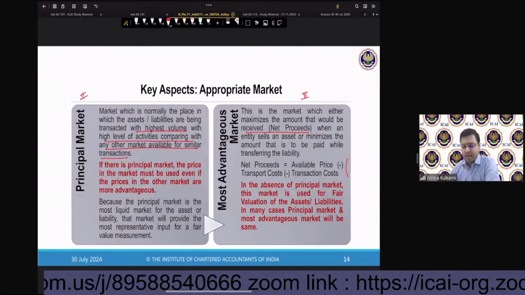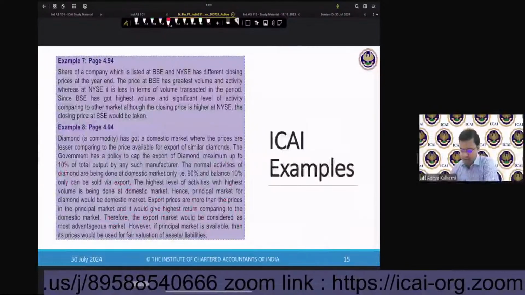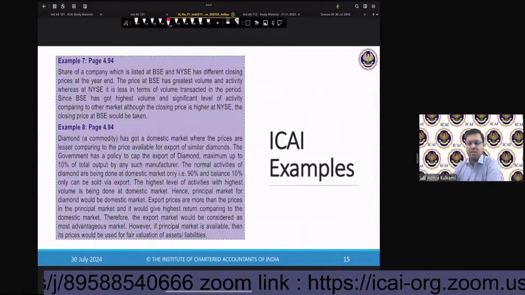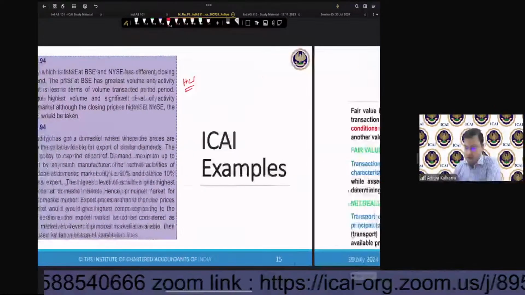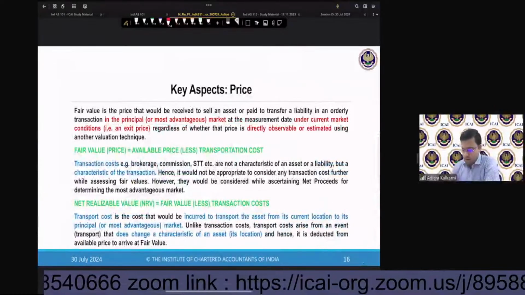So principal market, most advantageous market. Okay. So you have these two small examples. Go through them for homework. We'll look at a couple of questions shortly.